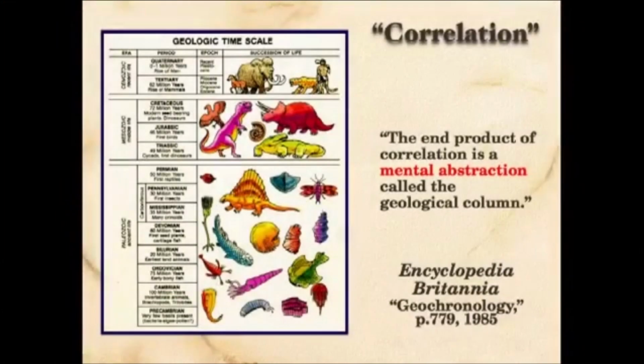And so instead of digging down and finding it in any one place, you find some over here and some over there, and you tie it together and correlate the layers, not based on what you see in any one place. As the Encyclopedia Britannica says, "the end product of correlation is a mental abstraction called the geologic column." Now, you don't get that impression in the undergraduate earth science textbooks. That's a shame. But this is not concrete, if you please. It is a mental abstraction that is built together.